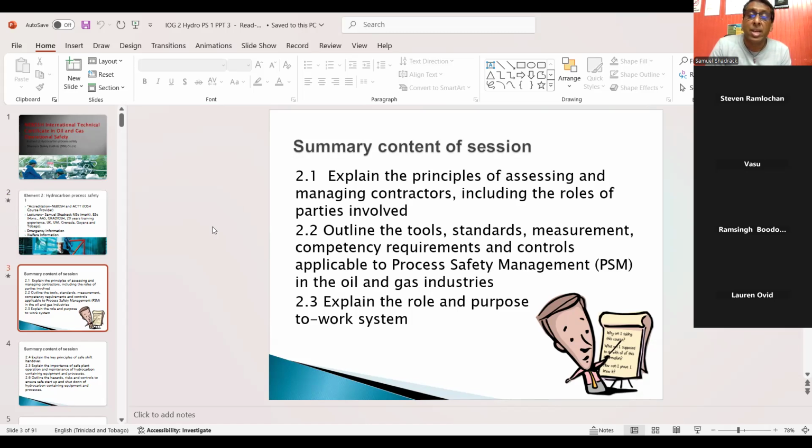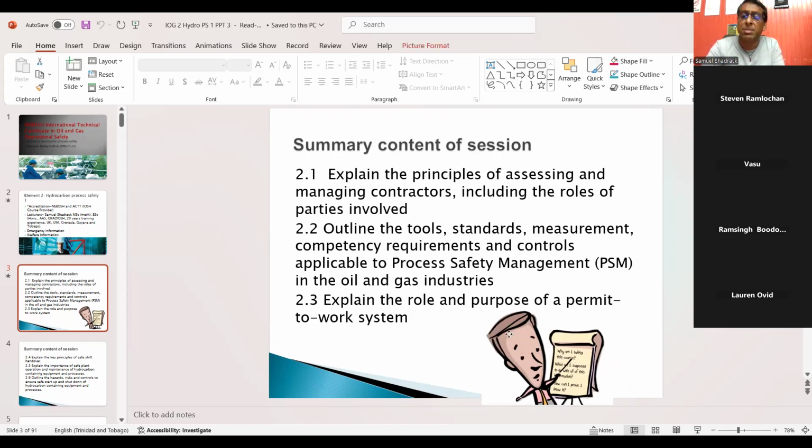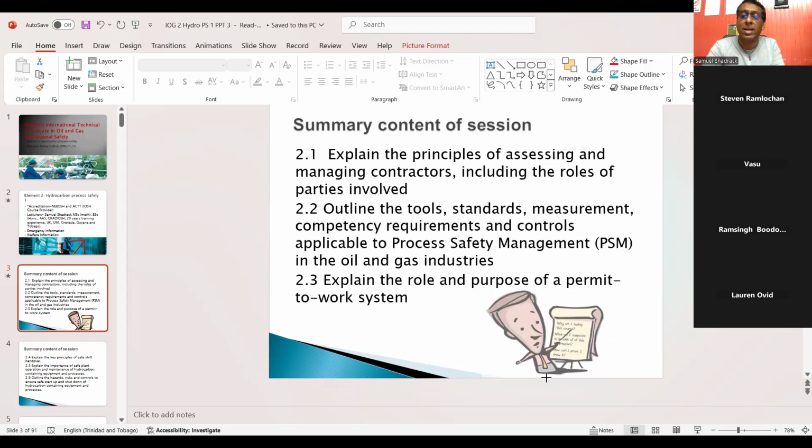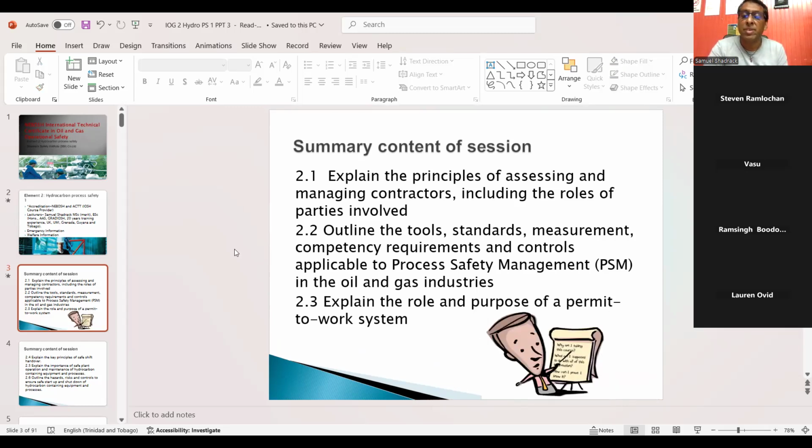In the oil and gas industry, explain the role and purpose. That's supposed to be, I think this man's head is in the way. This is supposed to be permit to work. I don't think we reached so far. It's about 5 to 7. We may just reach about 2.2, and we could probably wrap this up on Sunday as well.